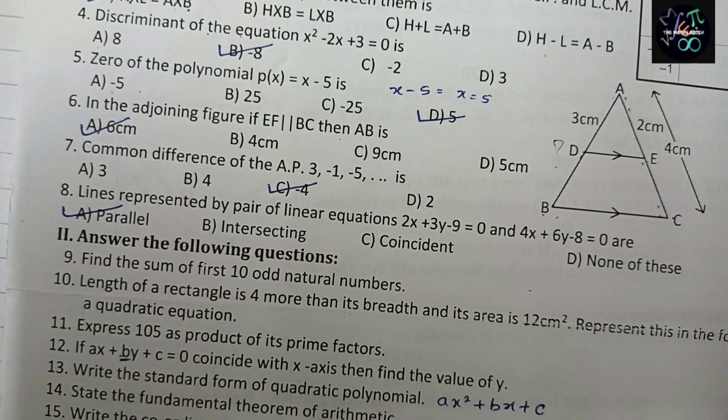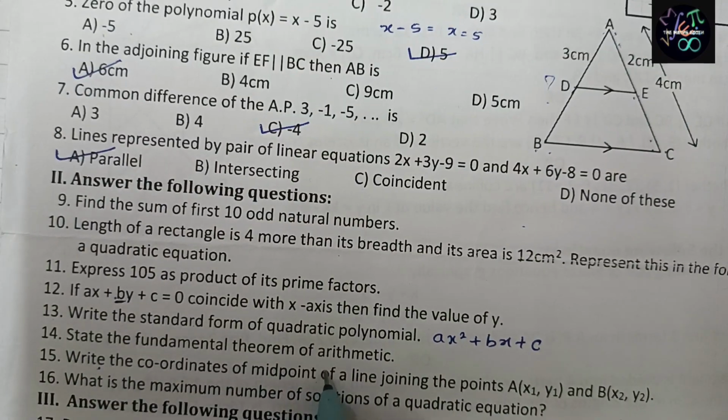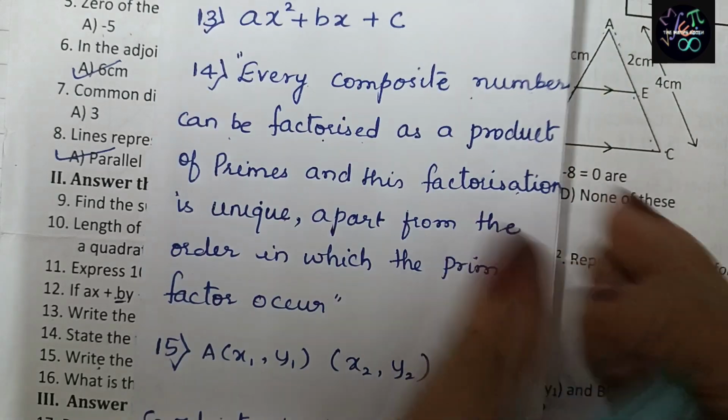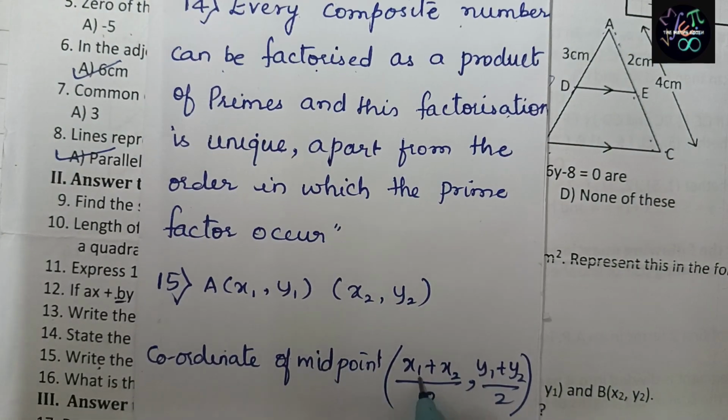Next question, what they have told here: write the coordinates of the midpoint of the line joining the points. That means we know the midpoint formula. So the coordinates of the midpoint are nothing but (x1 plus x2) by 2 comma (y1 plus y2) by 2. So this is the formula.